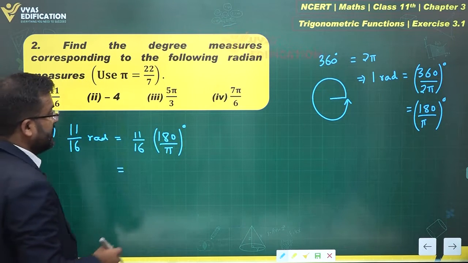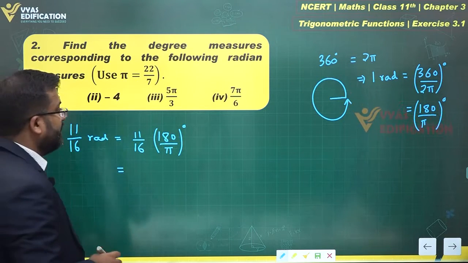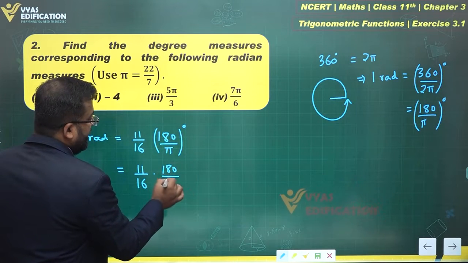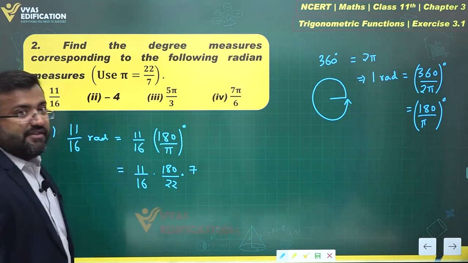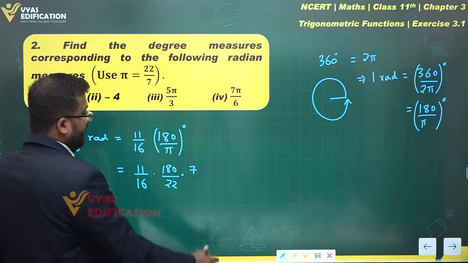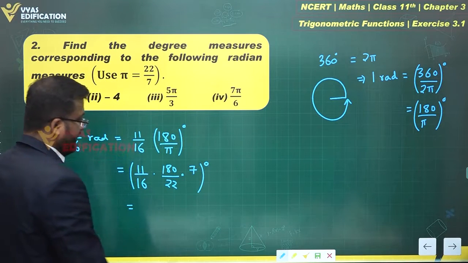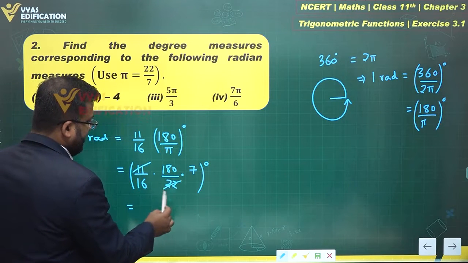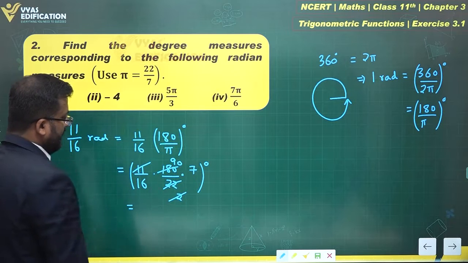Let's try to solve this further. And pi is given to be 22 upon 7. Let's use that value. So 11 by 16 times 180 times 7 over 22. The 7 from the denominator will go over here, and this is the value in terms of degrees that we want to find. Alright, can we simplify this? Yes. This is 11 times 2, which is gone. This is again 90.